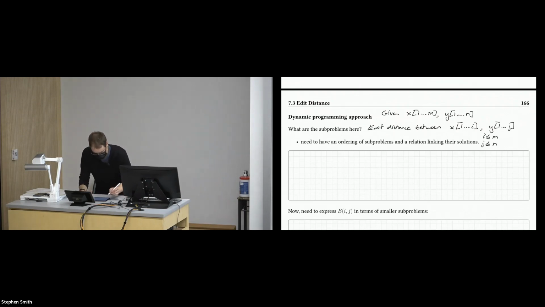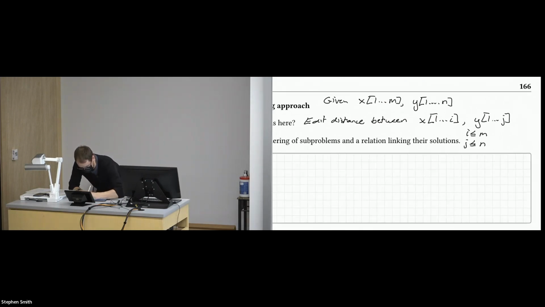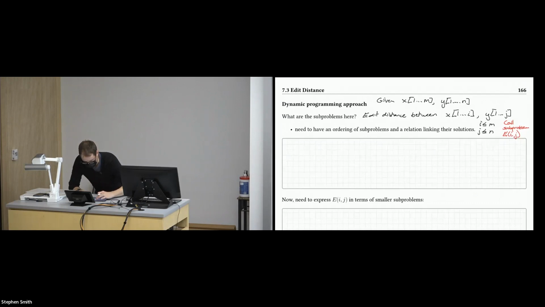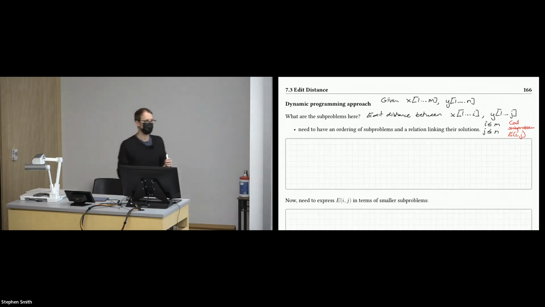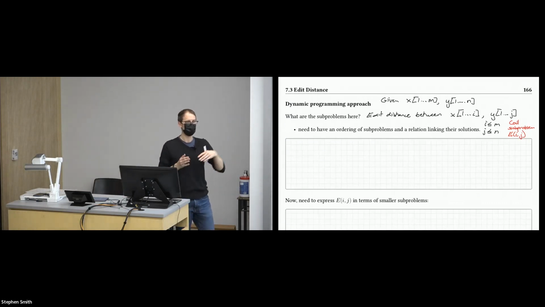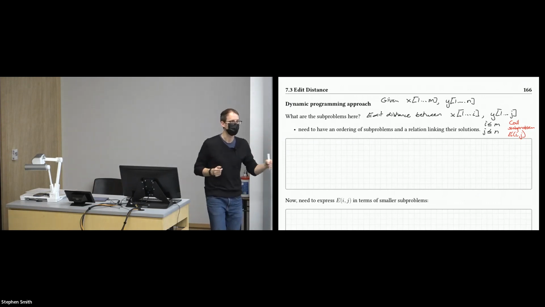For some reason in making these slides, I didn't leave space to write that. There should have been a blank there, but there's not. So I'm going to write it here. Call the subproblem E(i,j). That's the best alignment between the first i characters of x and the first j characters of y.